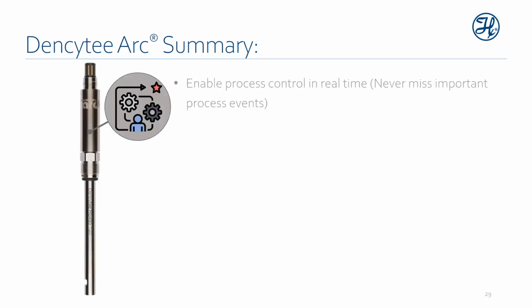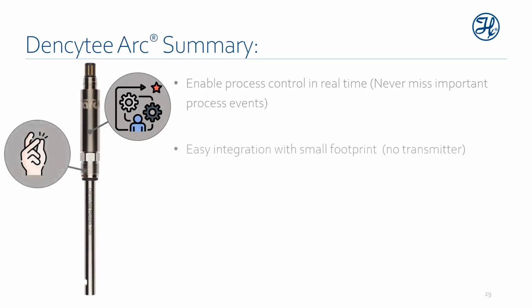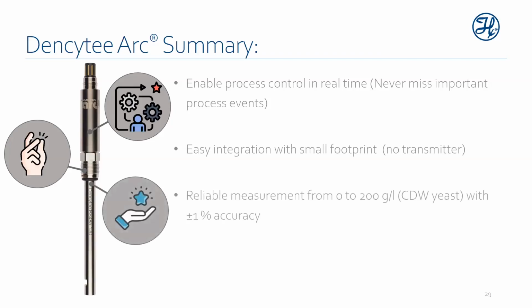And so at the end, I'll summarize here: what we really want Dencytee Arc to be for you is a real-time measurement that you can trust, that will enable you to have process control, not require many components in order to integrate, and not require bulky transmitters as well as multiple conversion steps. It's a single sensor, it's a plug and play system. And then we want you to have an expanded measurement capacity, 0 to 200 gram cell dry weight, and we specify this to a high linearity and a high reproducibility.